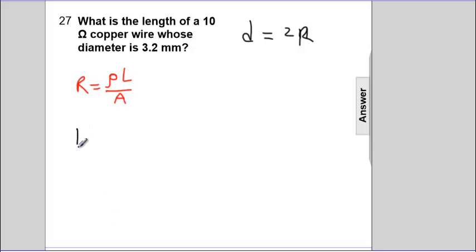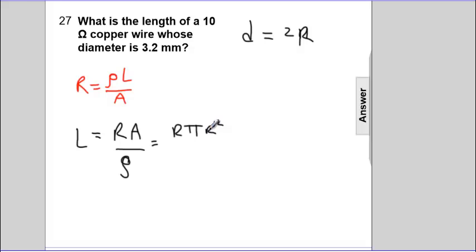Length will be, let's do some algebra here, R times the reciprocal of this, A over rho. So we'll sub in now. Length will be resistance times area. That's pi r squared. Got to be careful. Resistance is R and radius is r squared.